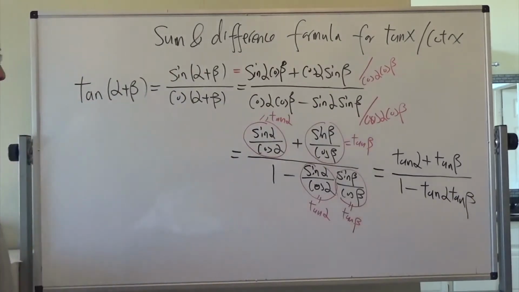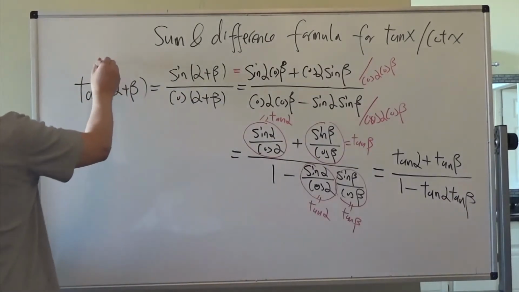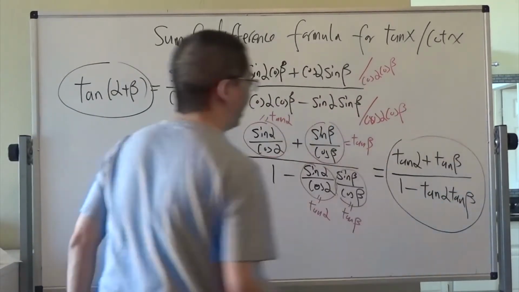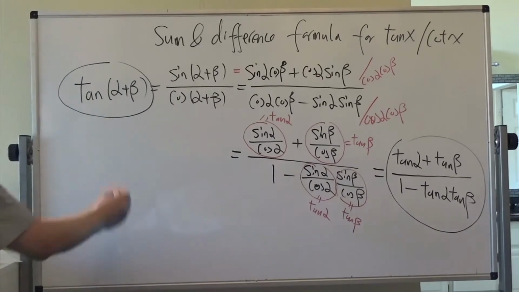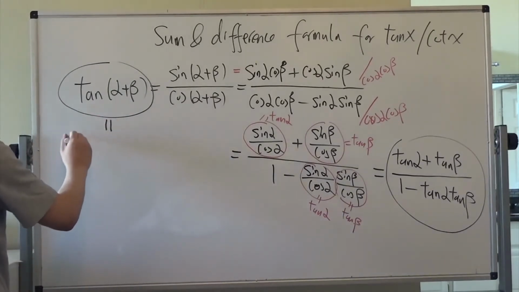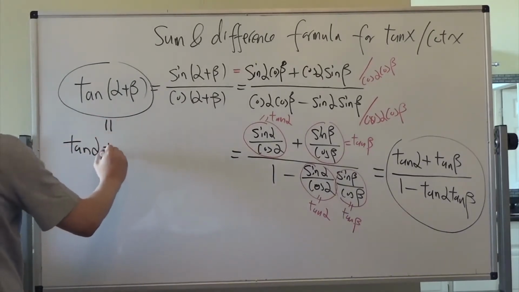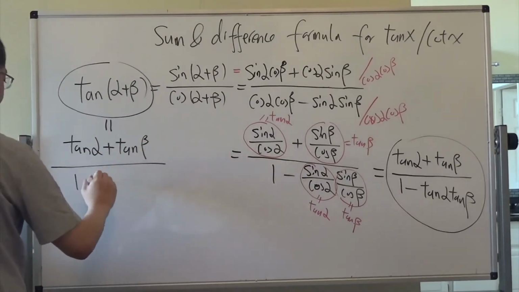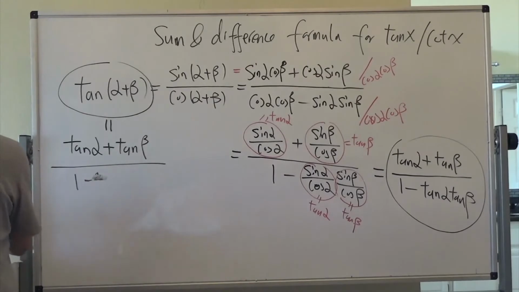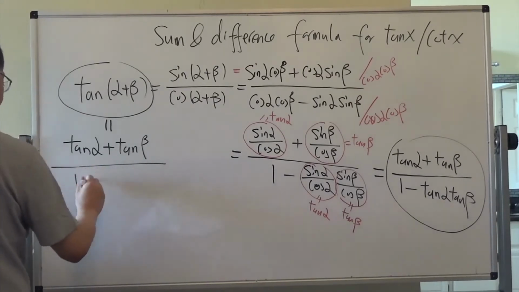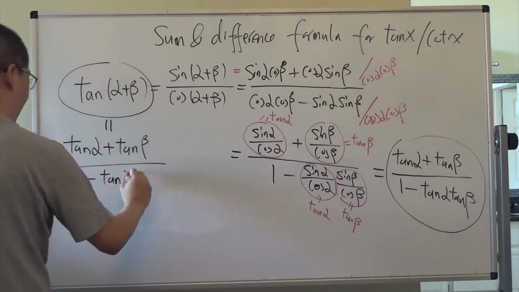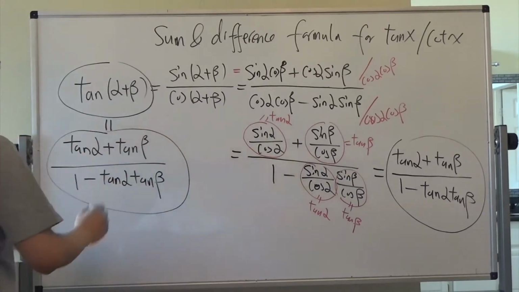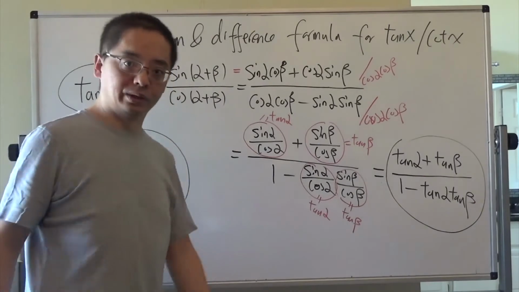Okay, alright, so up to now we have derived tangent of alpha plus beta equals this combination of tangent alpha, tangent beta. So if I write out, this one equals tangent alpha plus tangent beta over 1 minus tangent alpha times tangent beta. This is the sum formula for tangent.